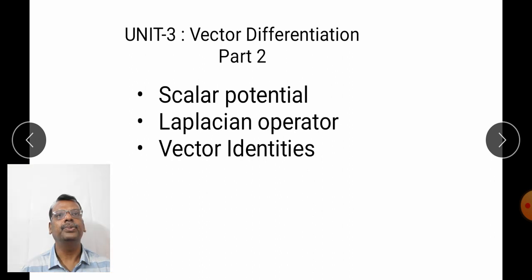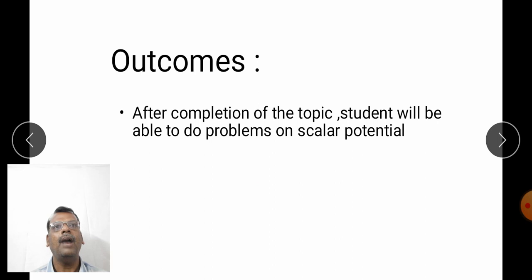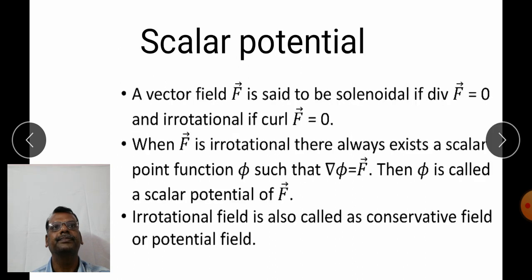In this Part 2, it consists of three topics. Number 1, scalar potential, Laplacian operator, and vector identities. Now, scalar potential. After completion of this topic, students will be able to do problems on scalar potential.